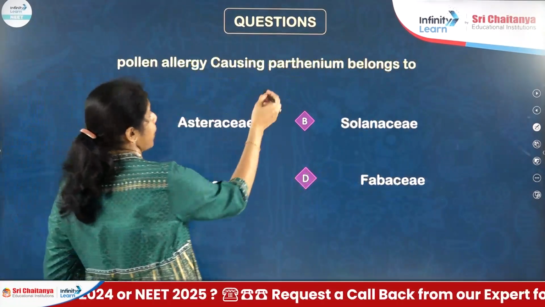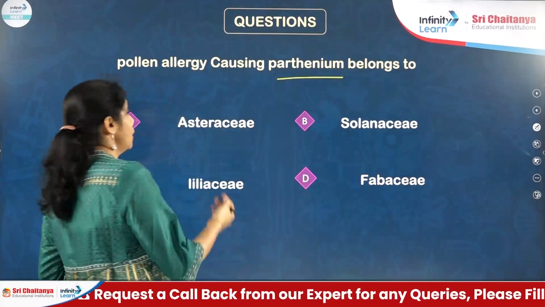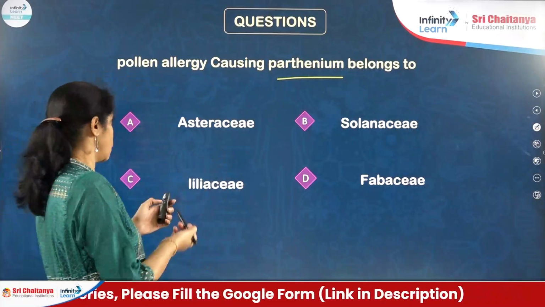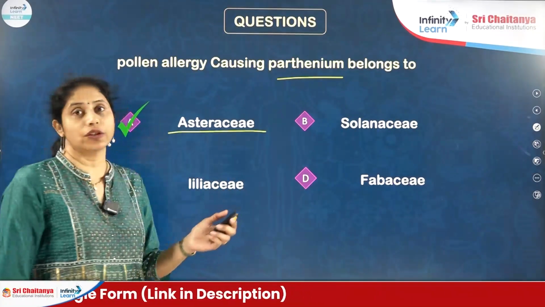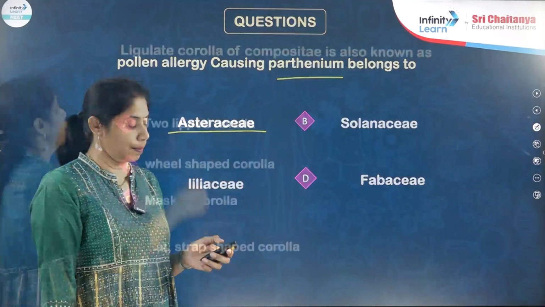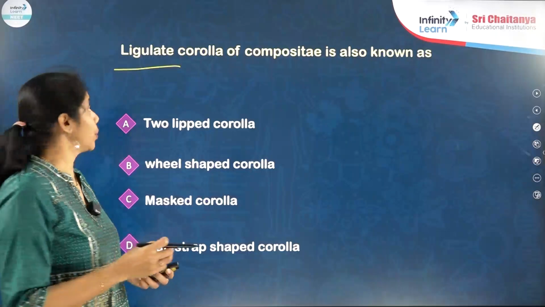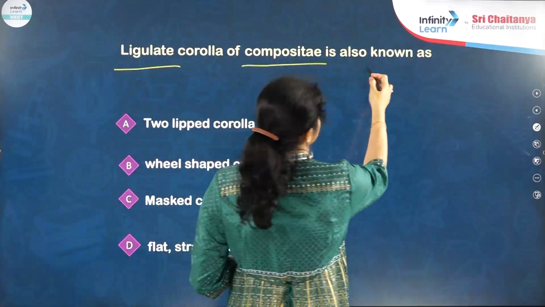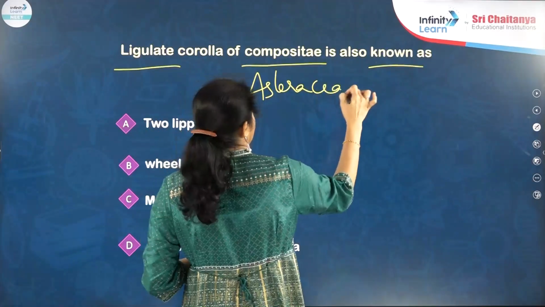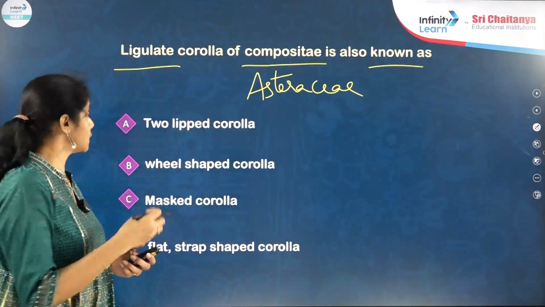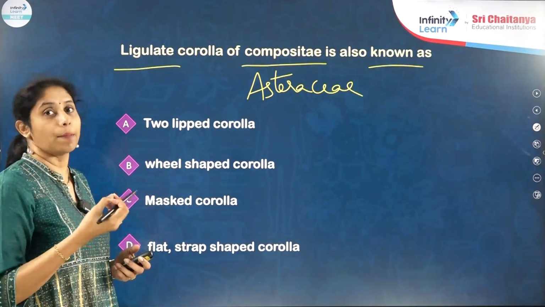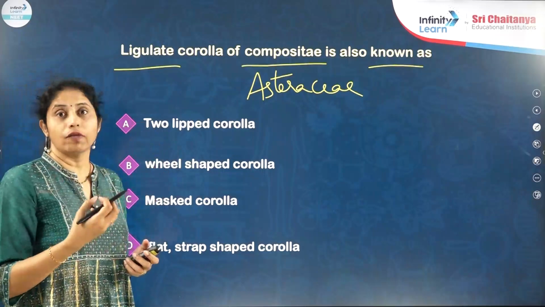Pollen allergy causing Parthenium hysterophorus belongs to Asteraceae, Solanaceae, Liliaceae or Fabaceae? Parthenium belongs to Asteraceae. This is the family to which that Congress grass belongs. Next, the ligulate corolla, the tongue-shaped corolla, is of Compositae, which is another name of Asteraceae. And ligulate means tongue-shaped, or flat, something like strap-like. Even our tongue is strap-like.